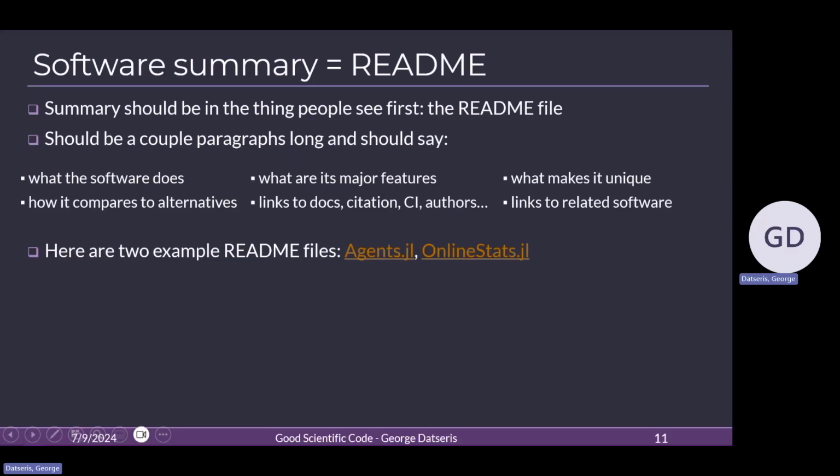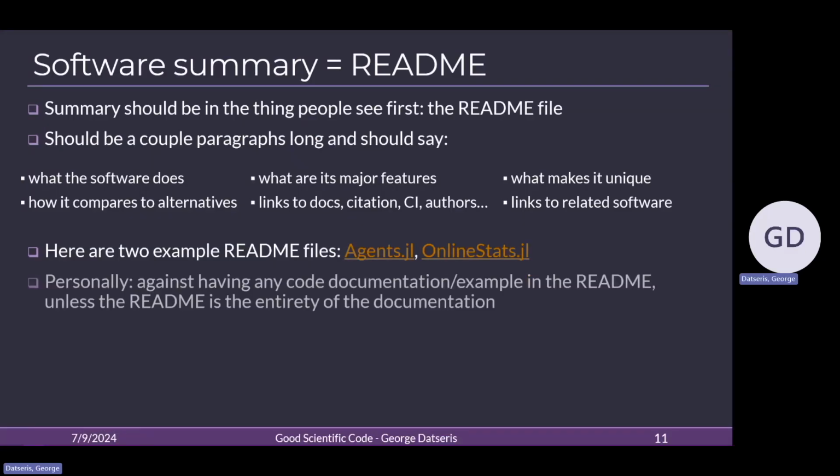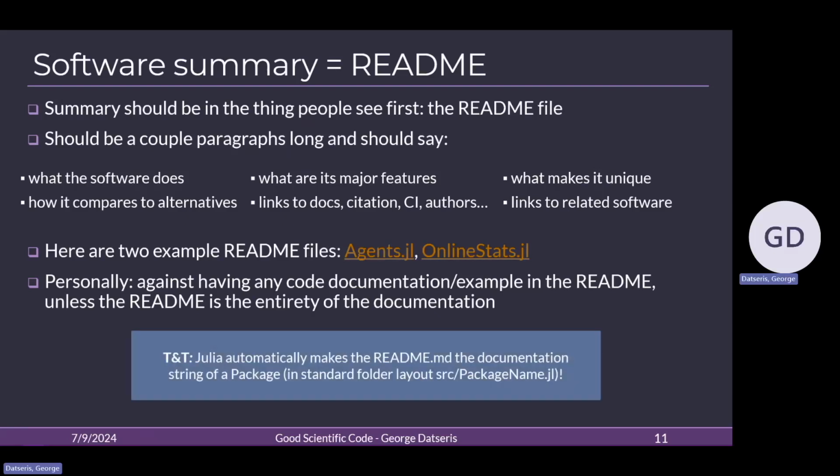Now, personally, that's my own personal opinion. I'm not a fan of having any code whatsoever in the README for maintainability reasons that I will explain later on. But it's up to you whether you want to include some. Now, tip and trick, throughout the documentation, I will have this TNT here, which means tip and trick. If your code base is a formal Julia package, Julia will automatically make the README file the documentation string of your module. So let's see this in action.